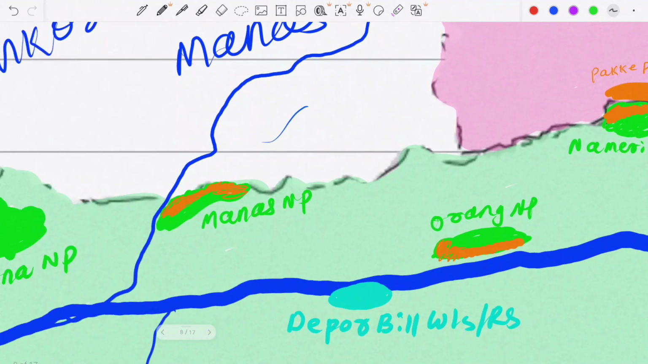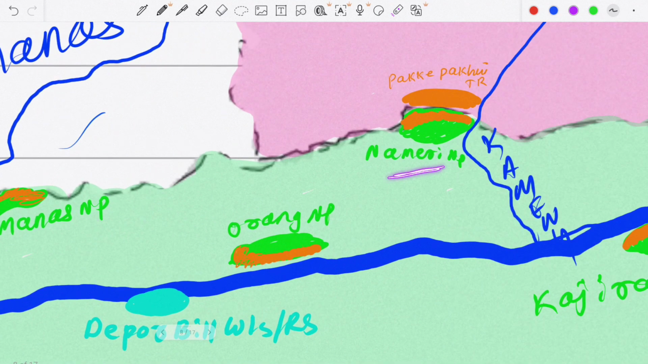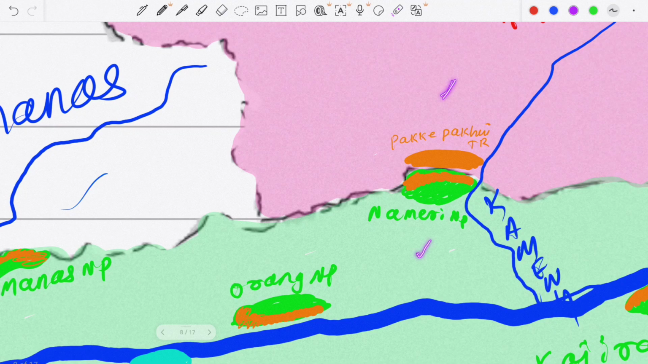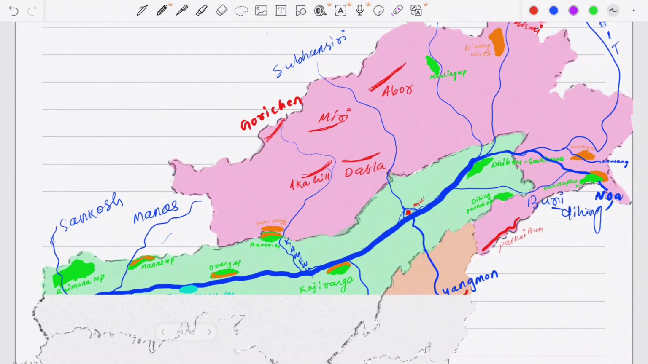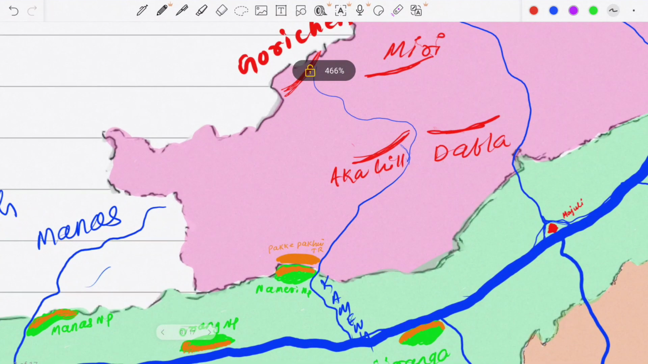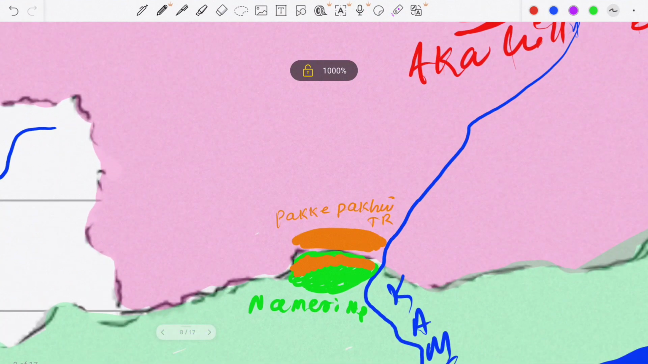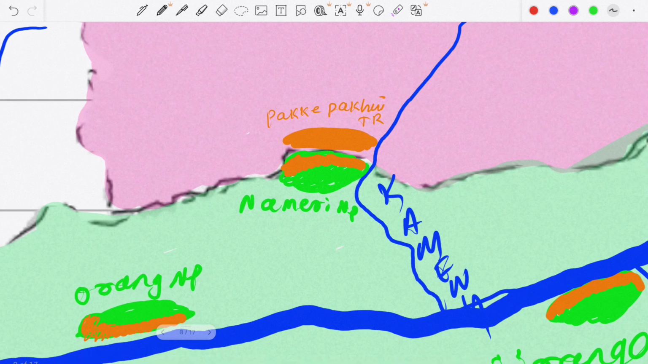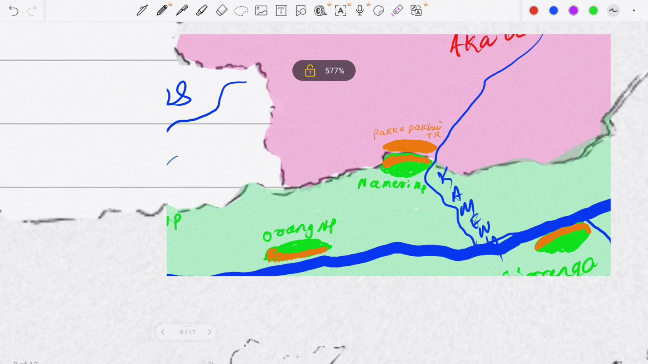Like Manas and Raimona, Nameri National Park also lies away from the Brahmaputra river and on the borderline of Arunachal Pradesh and Assam. Clear? It is also a tiger reserve and it is separated by the state border from the Pakke Tiger Reserve of Arunachal Pradesh. It is on the western bank of the Kameng River, or you can say on the right bank of the Kameng River.